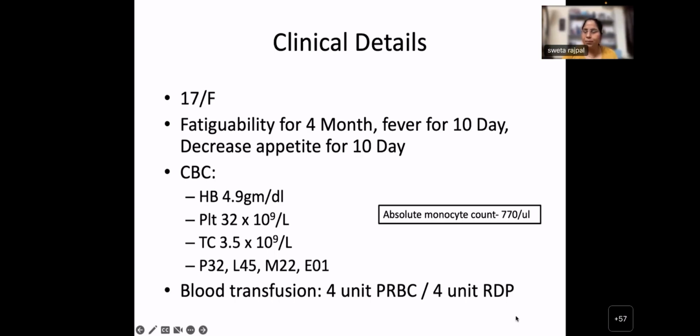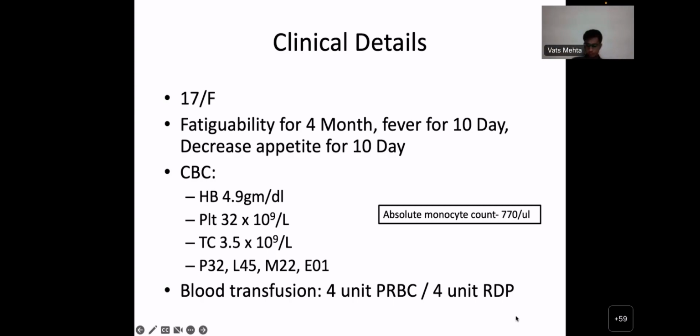What do you think, Ankit? P stands for polymorphs, in a differential count, in peripheral blood. So neutrophils 32%, lymphocytes 45%, monocytes 22%, and eosinophils 1%. And she has received blood transfusion of 4 units PRBC and 4 units RDP. And the absolute monocyte count is 770 per microliter in this case.